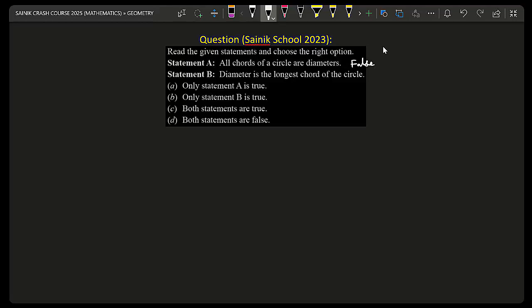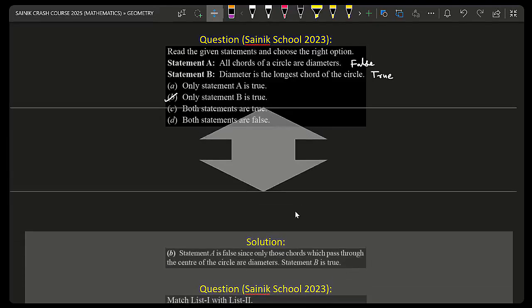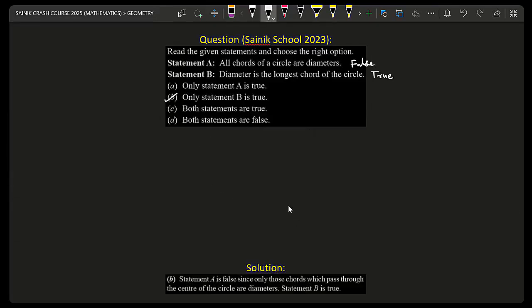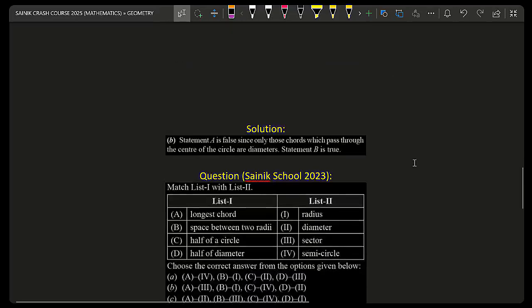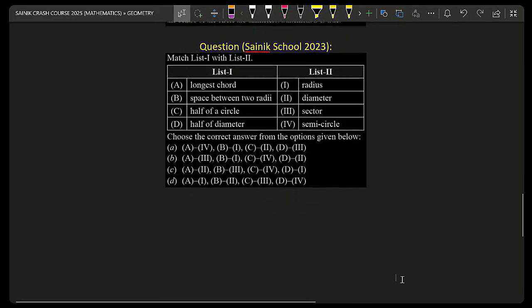And statement B: diameter is the longest chord of the circle. True. Very good. Just now we discussed it as a note point, right? Which option is correct here? Option B, only statement B is true. Very good. So this is the answer we got, option B.